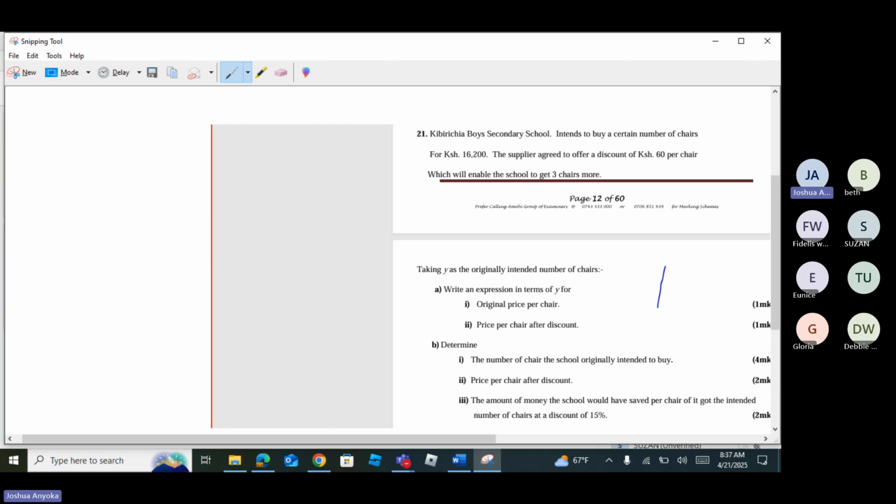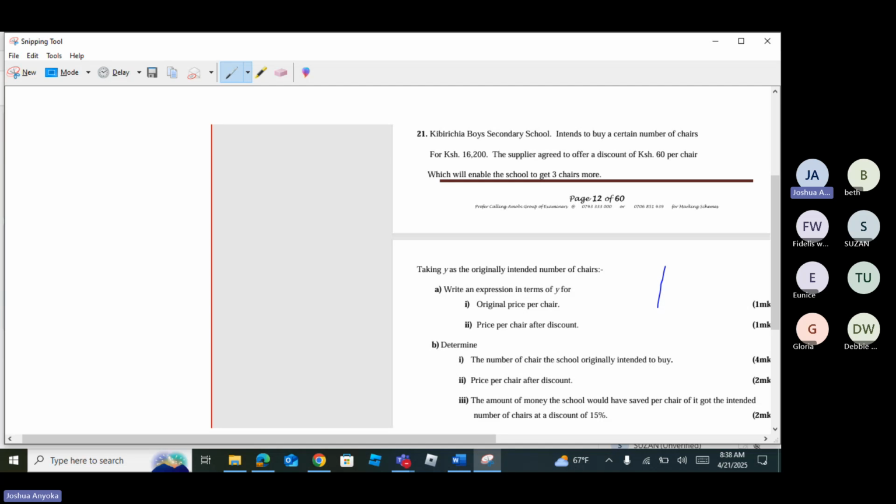You go with what we are told. The school intends to buy a certain number of chairs for 16,200. The supplier agreed to offer a discount of 60 shillings per chair, which will enable the school to get 3 chairs more. Taking Y as the originally intended number of chairs, write down an expression in terms of Y for original price per chair.